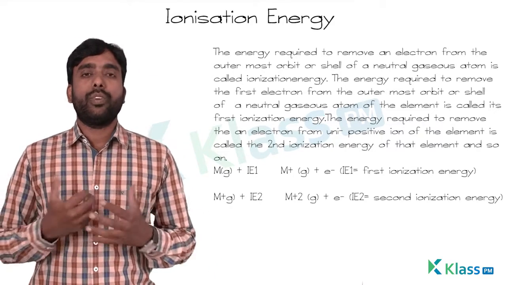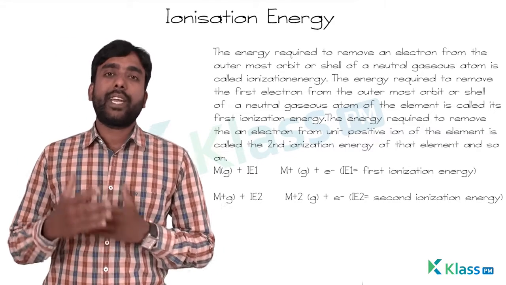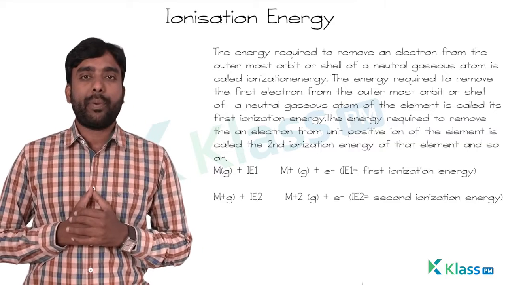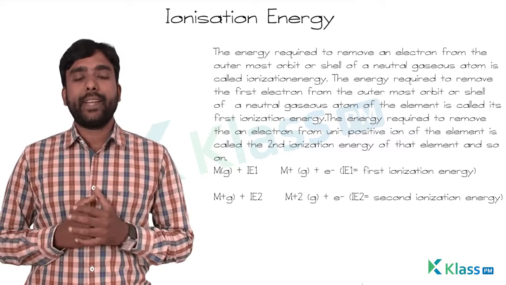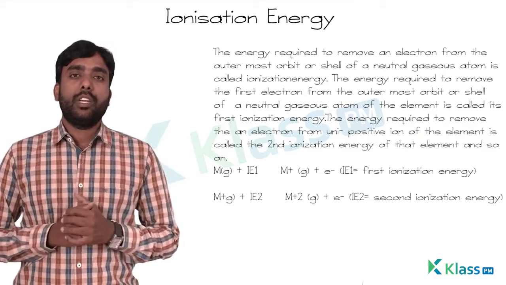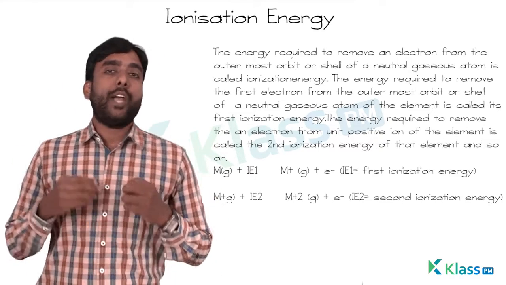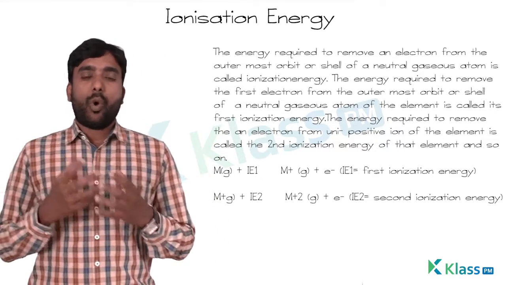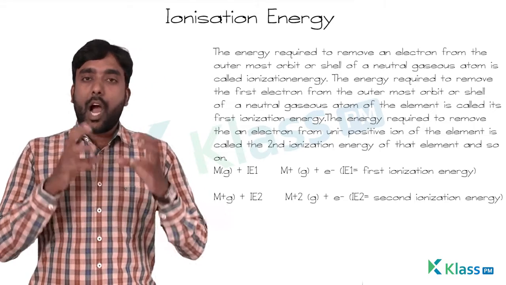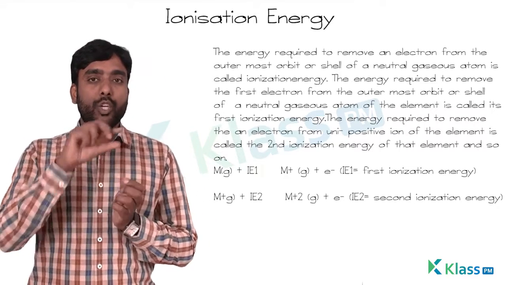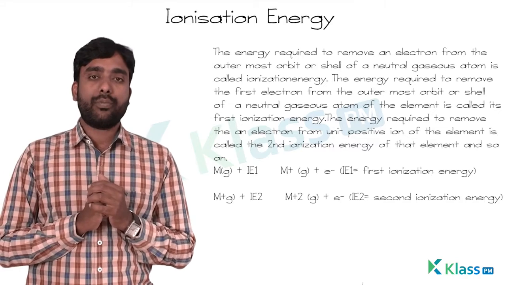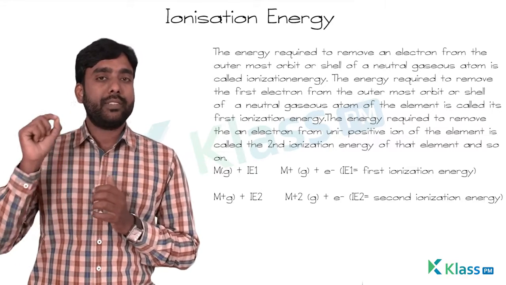In today's class, we are going to discuss the second important periodic property, that is ionization enthalpy, or you can call it ionization energy. So let's define what is ionization energy. Ionization energy is the amount of energy required to remove one electron from a neutral gaseous atom.